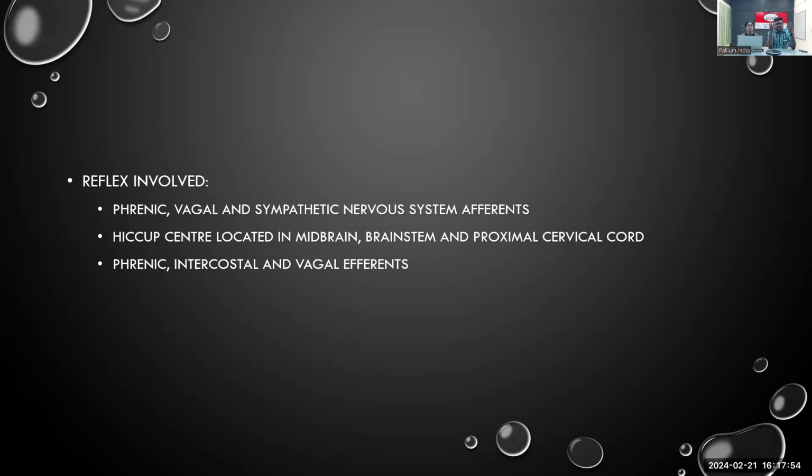In the brain, the center where the hiccups are controlled is a diffuse area. It involves the midbrain, the brain stem, and the spinal cord, the proximal part of the spinal cord in the cervix, in the neck. That is what is involved in the hiccup center. And the impulse to actually have the hiccup is carried to the body by the phrenic, intercostal, and vagal nerves.